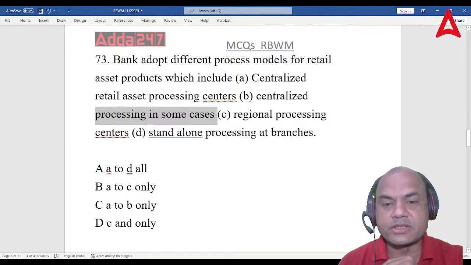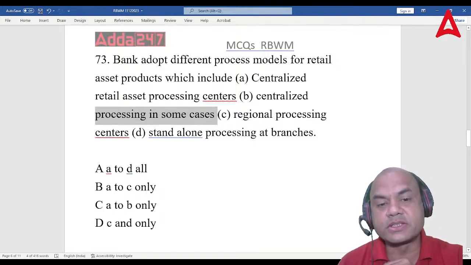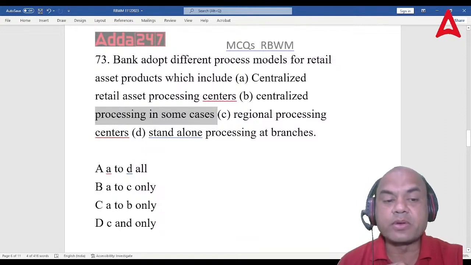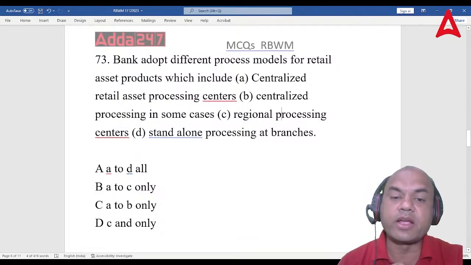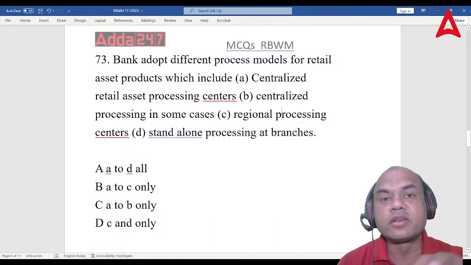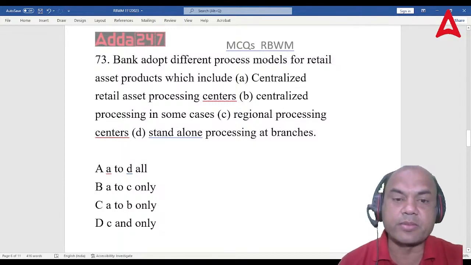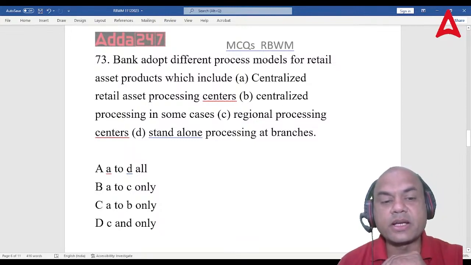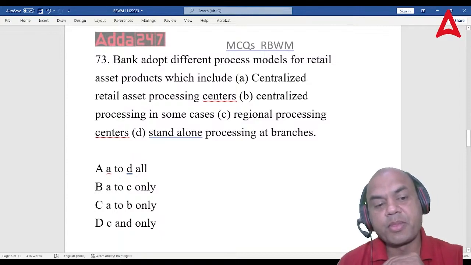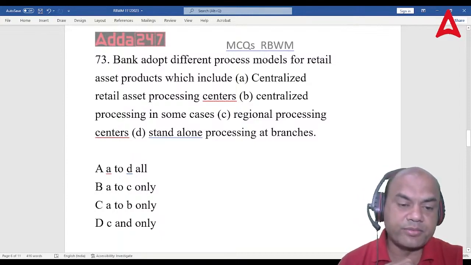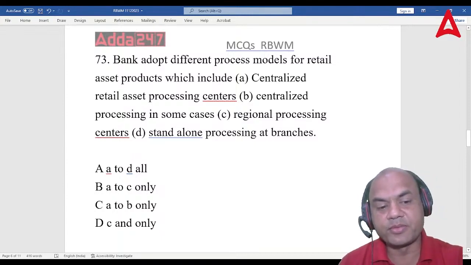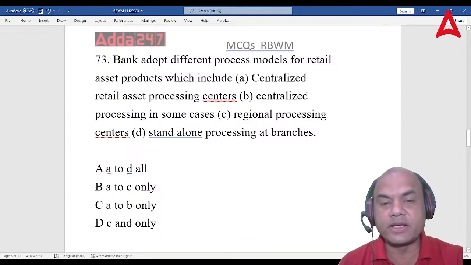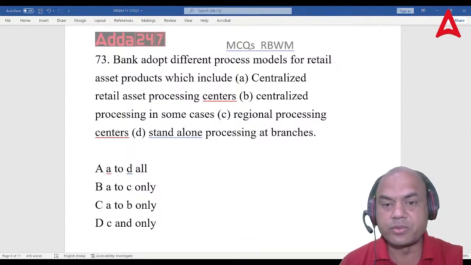Then centralized processing in some cases, and regional processing centers. Regional means we have various processing centers in various regions, north, east, west, south. Standalone processing at branches means at the branch level. What is the answer? A to D all, A to C only, A and B only, or C and D only. What should be the answer over here?